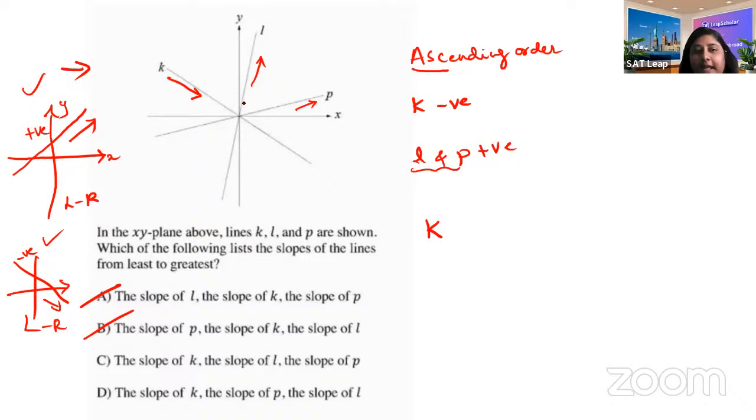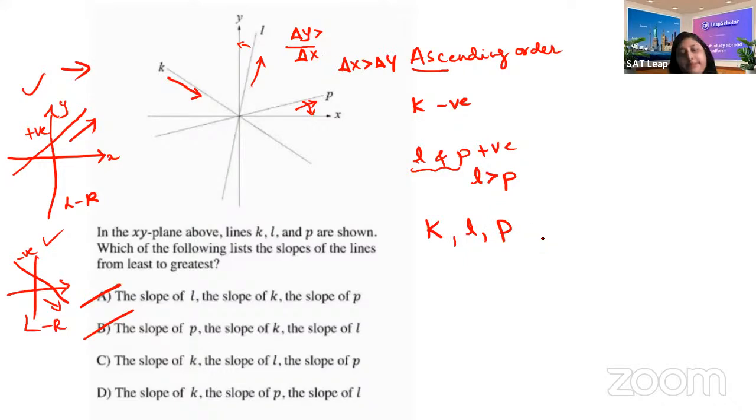I told you, right? If a line is more inclined toward the y-axis, the change in y will be more than the change in x. If it is more towards the x-axis, the denominator, the change in x, will be more than the change in y. So in that case, the slope of L will be greater than the slope of line P. So if I arrange them in ascending order, it is going to be KLP.